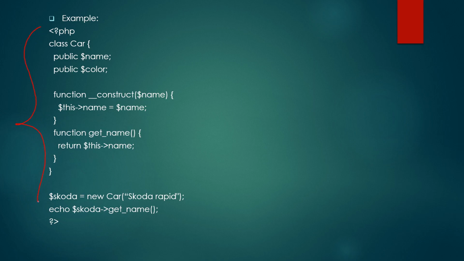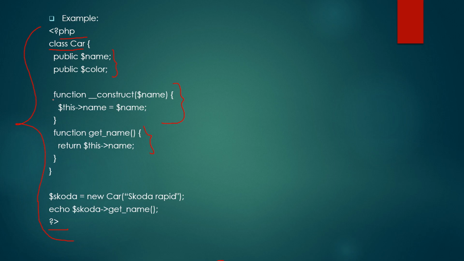Here we have an example. We have PHP tags. Now I have created a class called car. We have two properties, name and color. And here we have a constructor. It can be easily identified. We can easily distinguish between a constructor and a method. See, this is a constructor.